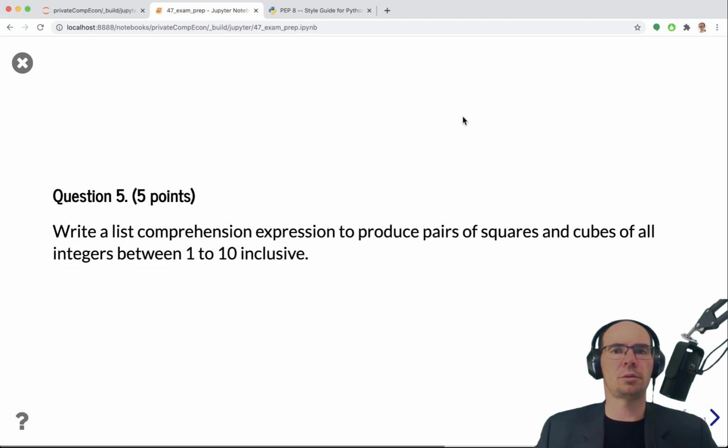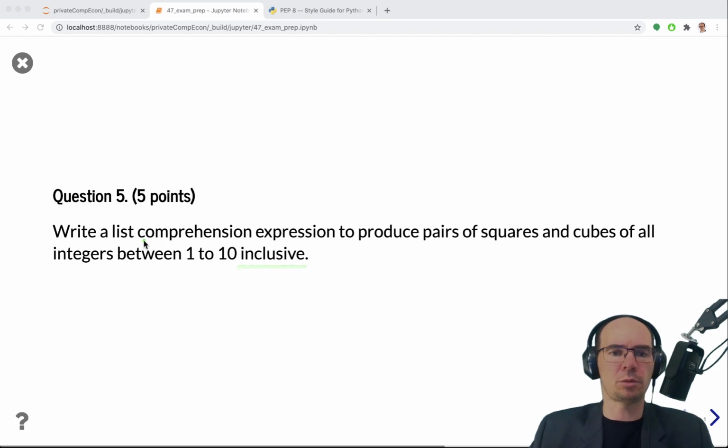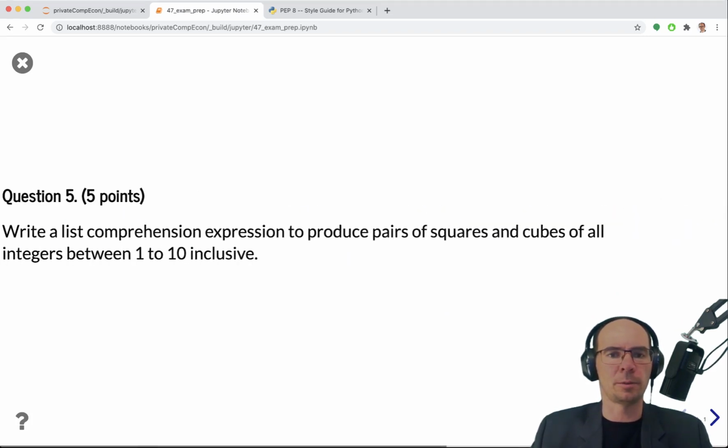Okay, moving on to the question with 5 points. Write a list comprehension expression to produce pairs of squares and cubes of all integers between 1 and 10 inclusive. Okay, inclusive. Well, here you have to remember what a list comprehension is. And this is a Python way of creating lists in a loop. It requires a little bit of coding here, but it's really just one line.